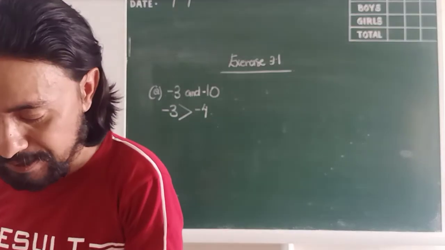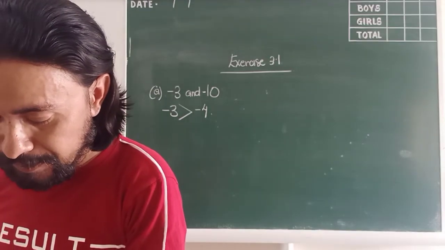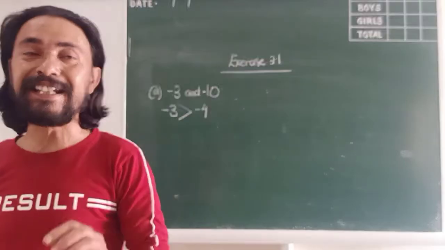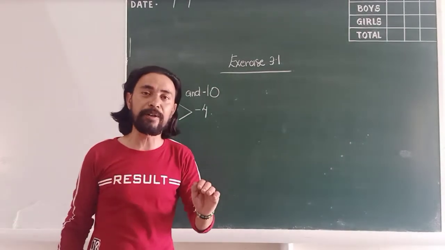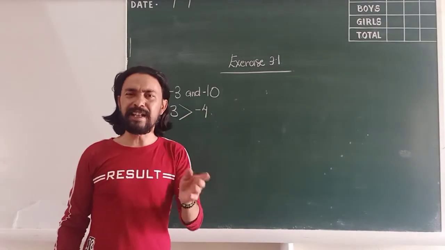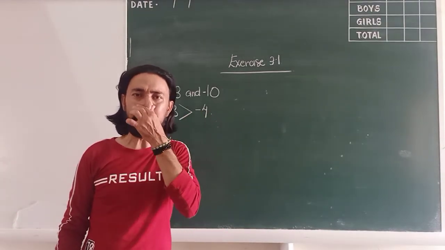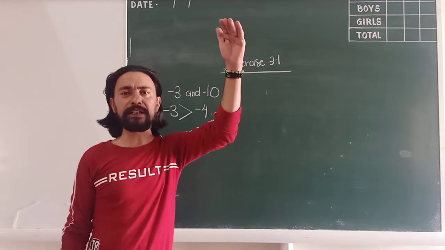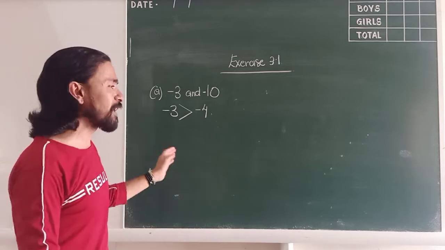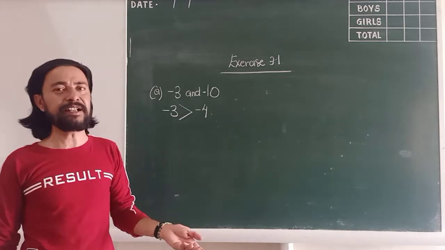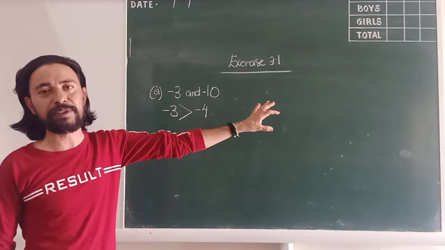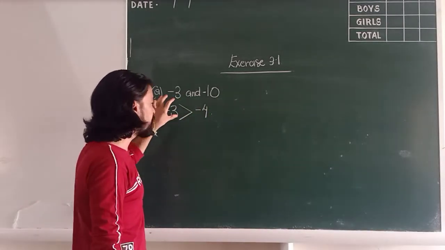Remember, it says write all the integers which lie between the given pairs of integers in decreasing order. Decreasing order means from big to small, just like ascending and descending order. Ascending is from small to big. Descending is from big to small. So actually decreasing order means descending order. The bigger number comes first and the smallest number comes last. That means I have to go from big to small.